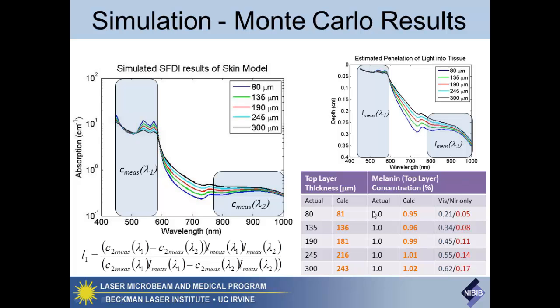So again, if the actual concentration of melanin in that top layer is 1, meaning 100%, if I only use the visible data, it would estimate a 21%. So the lesson here is you cannot use visible or near infrared. You need to use a wideband to have an accurate prediction. That's the argument I want to make.